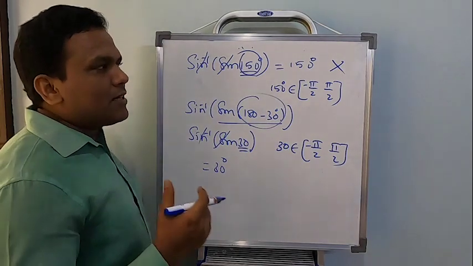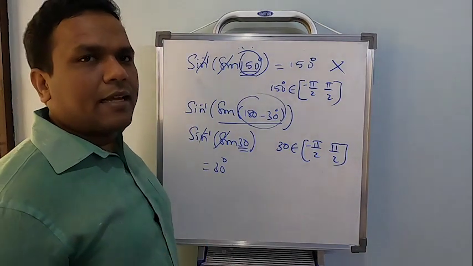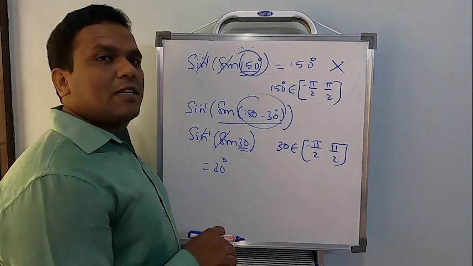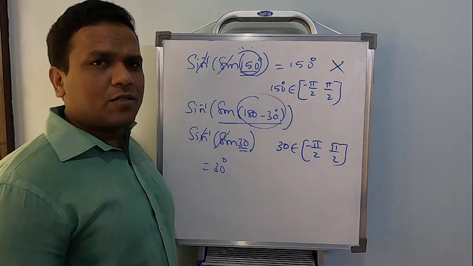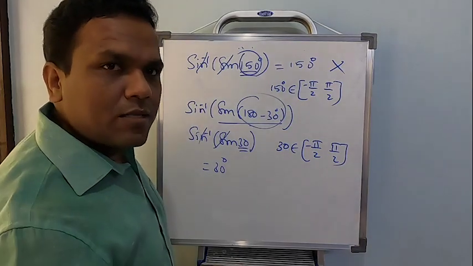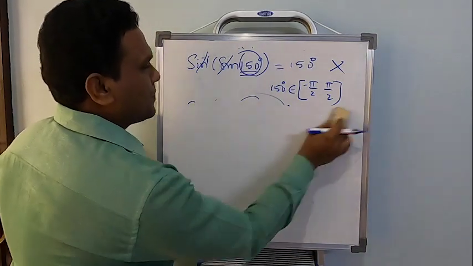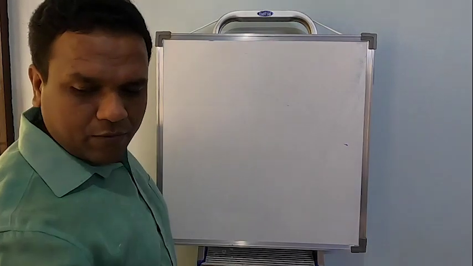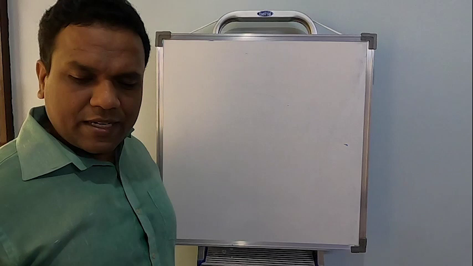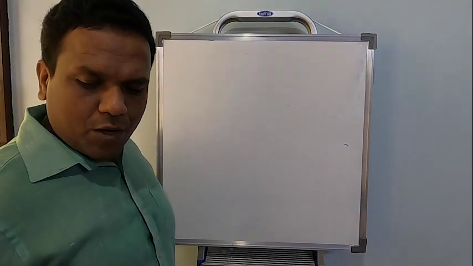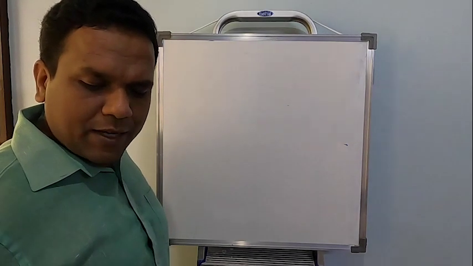So the cancellation is based on the domain and the range, whether it's present inside an inverse function or inside the normal function. We need to take care. So that's about property number 1. That's how we have to remember. We have many problems based on this that we will study later. So property 1 and 2 both I have explained already.